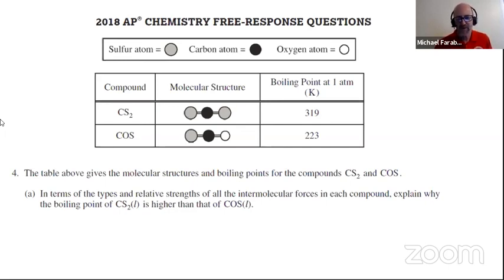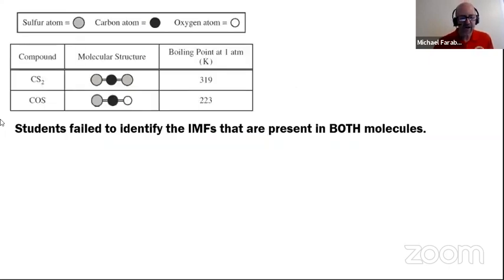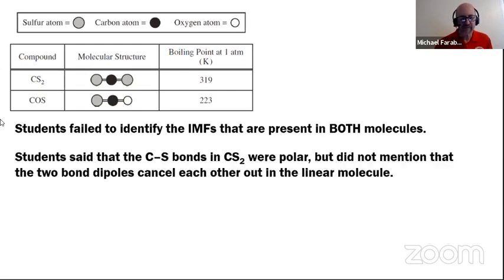So here is a list of all of the misconceptions and errors that students made on this particular question. Students failed to identify the IMFs in both molecules. They just talked about London dispersion forces in CS2 and did not mention anything about COS or vice versa. Some talked about the fact that the CS bond is polar, and that's why it has a higher boiling point. But in fact, they forgot to mention that the two bond dipoles within the molecule actually cancel each other out. So saying that CS bonds are polar is not helping explain why this molecule has stronger attractive forces. The molecule overall is not polar.